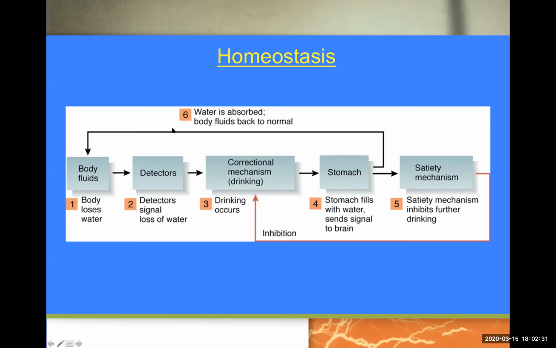So here, you have a feedback system where water is coming in, and there are satiety mechanisms, right? Satiety is the opposite of hunger, the opposite of thirst. It says, I've had enough. And so this behavioral mechanism of drinking gets turned off once you get to a level of water that's okay.